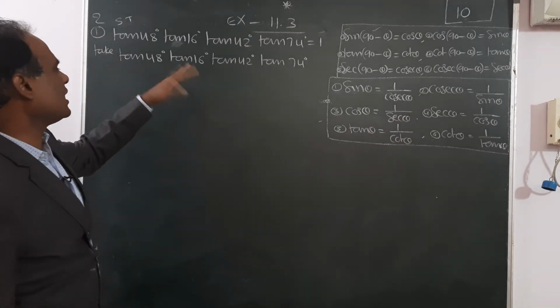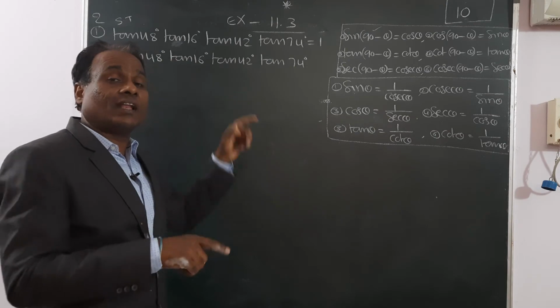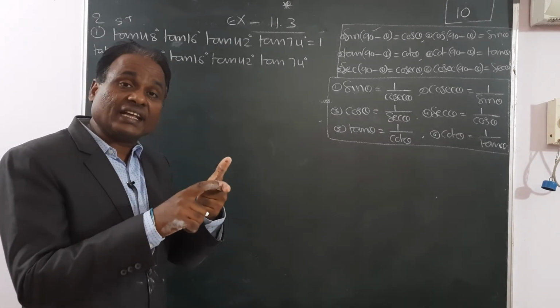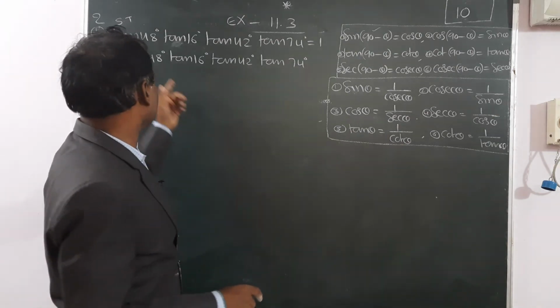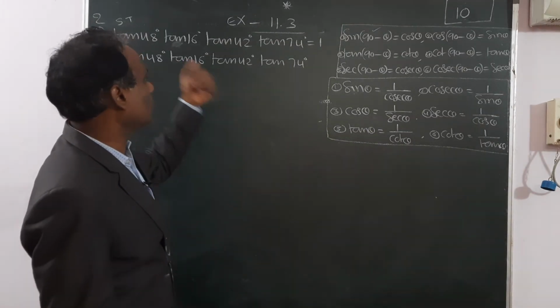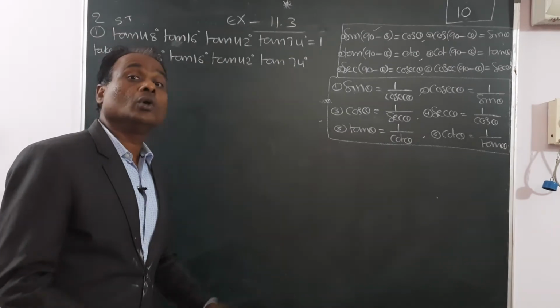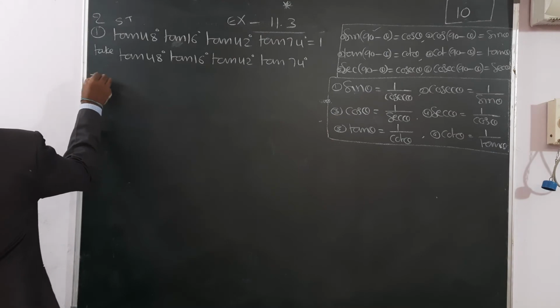So we don't know any value. We don't know tan 48, we don't know tan 16. We know the values for 0 degrees, 30 degrees, 45 degrees, 60 degrees, 90 degrees. For this, we don't know tan 48, tan 16, tan 42, tan 74. So then how to simplify? Using the complementary angles concept.